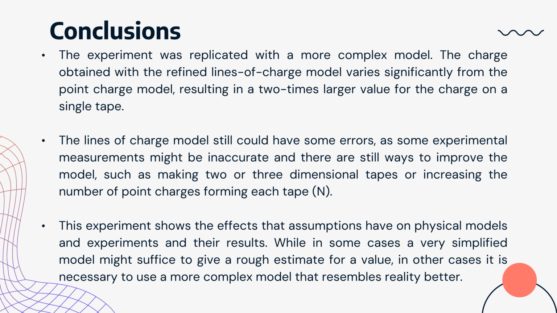The lines of charge model still could have some errors, as some experimental measurements might be inaccurate, and there are still ways to improve the model, such as making 2 or 3-dimensional tapes or increasing the number of point charges forming each tape. This experiment shows the effects that assumptions have on physical models and experiments on their results. While in some cases a very simplified model might suffice to give a rough estimate for a value, in other cases it is necessary to use a more complex model that resembles reality better.